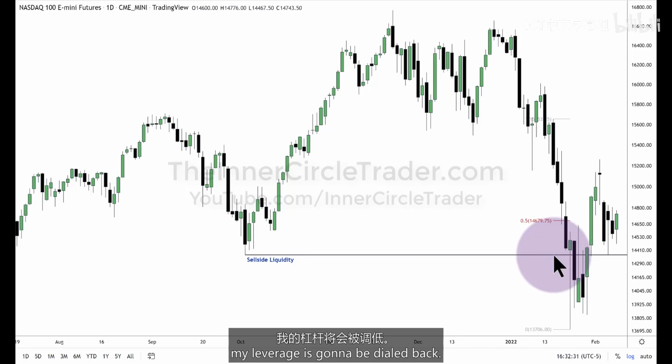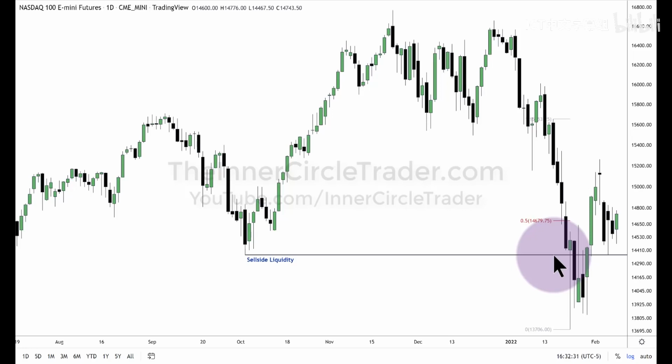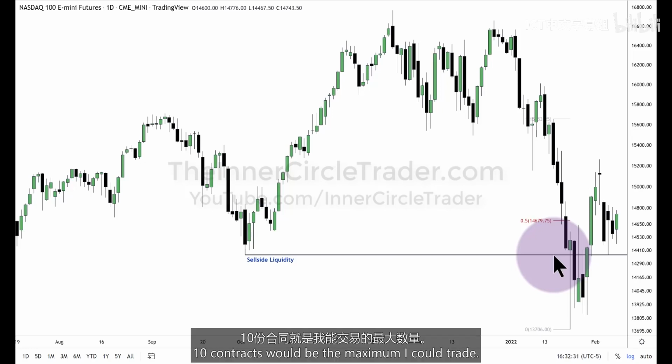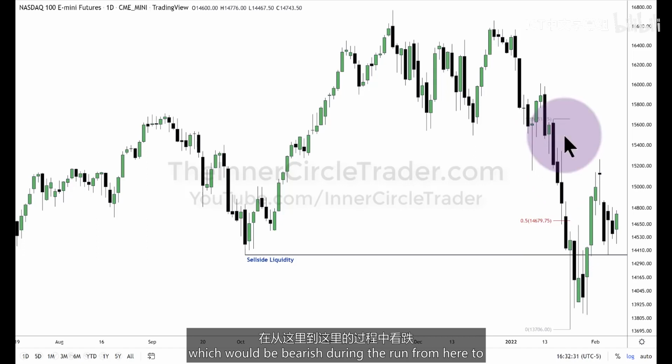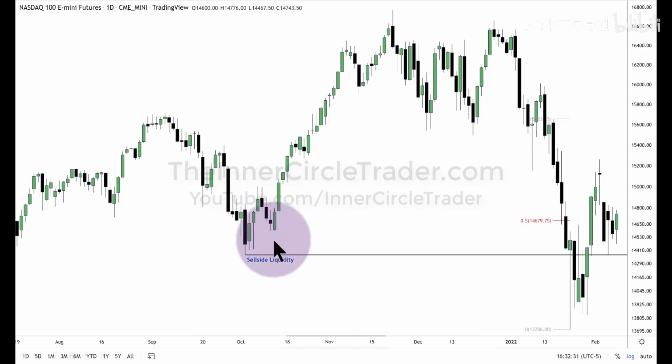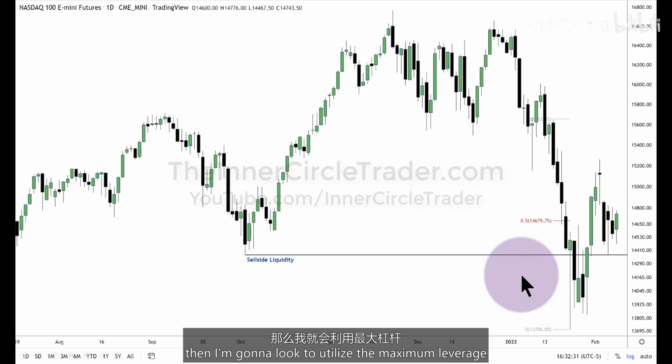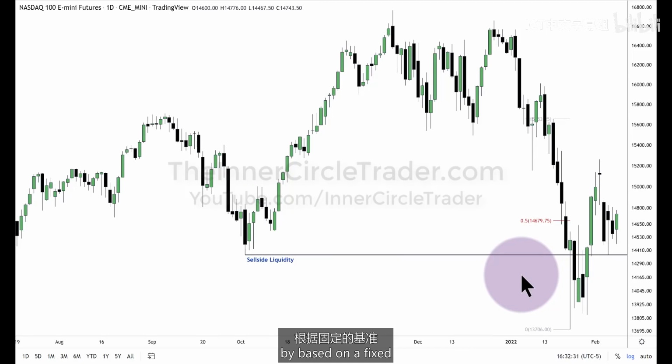My leverage is going to be dialed back. So let's assume for a moment that the account that I was trading with would allow me to trade 10 contracts. 10 contracts would be the maximum I could trade. So if I'm trading with the bias, which would be bearish during the run from here to here and here, then I'm going to look to utilize the maximum leverage that I can have without over leveraging based on a fixed percentage basis. Like I like 3.5%.